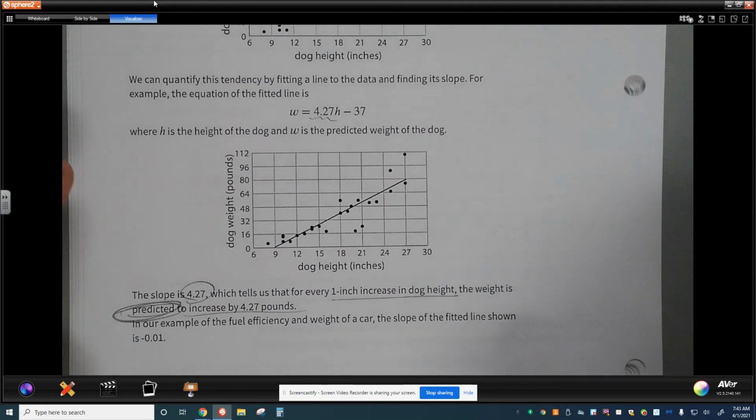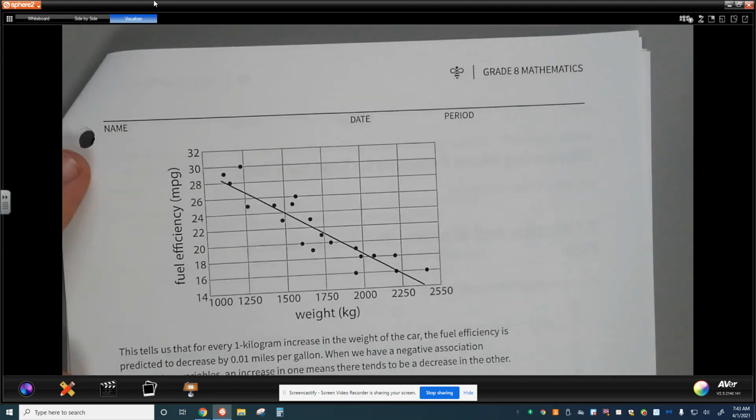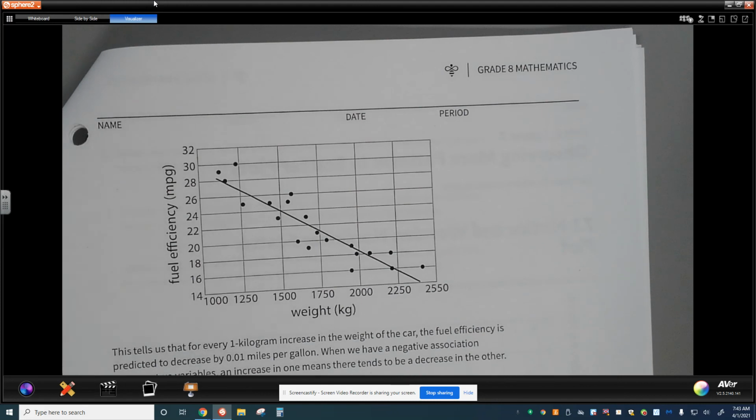We have to understand that with these trend lines and scatter plots, there's no way to get an exact value, but there is a way to predict values for future occurrence.